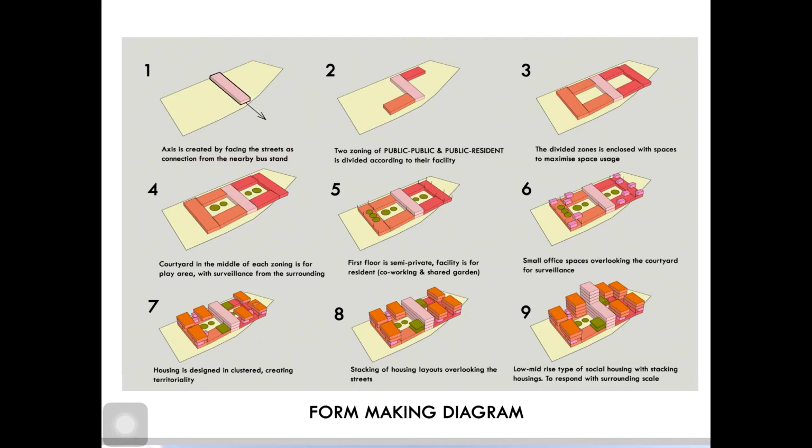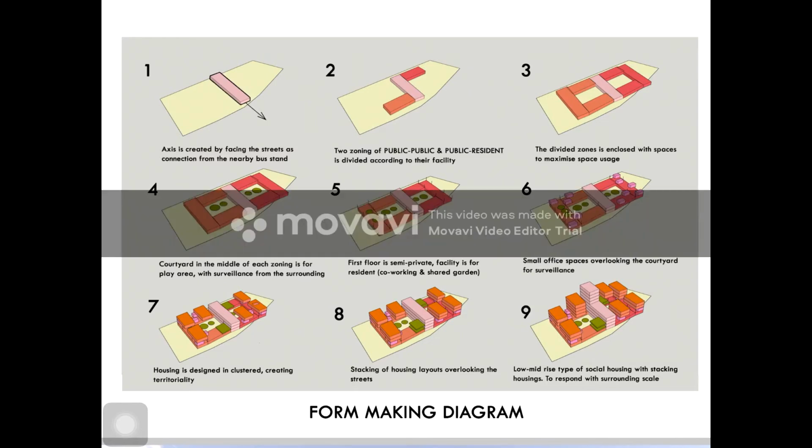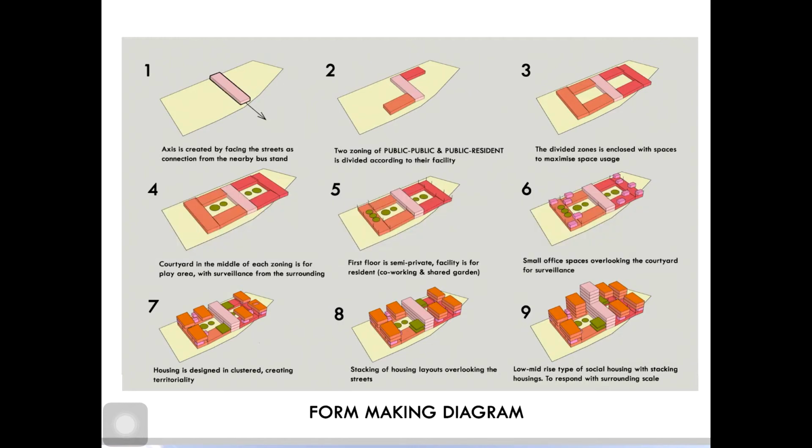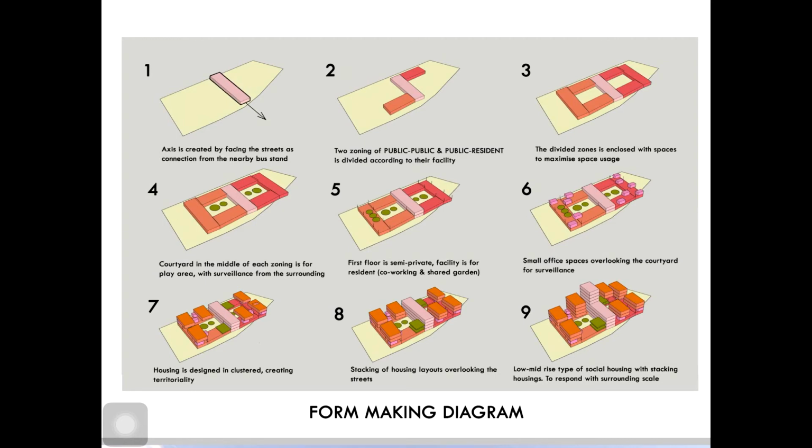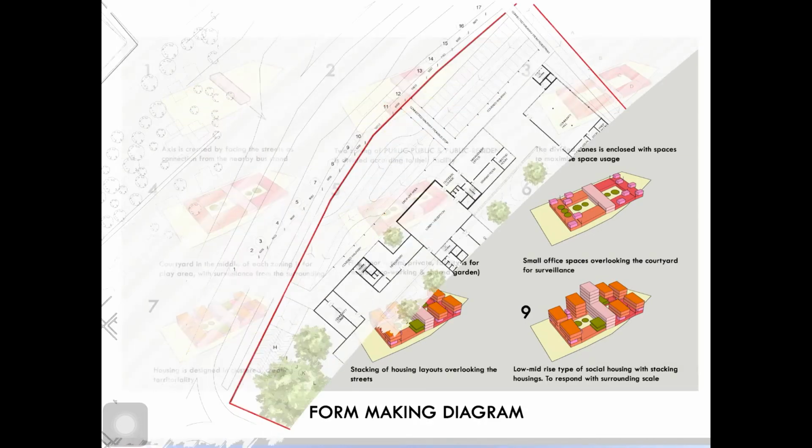And then number 7 is that I designed the housing units in clusters to create territoriality. Number 8 is that I stacked the housing layouts overlooking the streets and the courtyard in the middle. And then number 9 is that I intended to create a social housing that has a low to mid-rise type of social housing with stacking housing. So this will respond to the scale of the site, and also it will enhance the image of the building itself, as stated in the defensible space theory by Oscar.